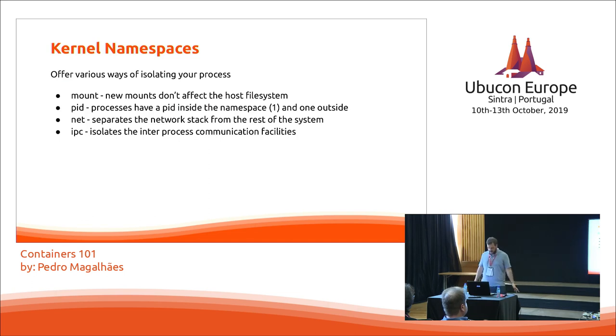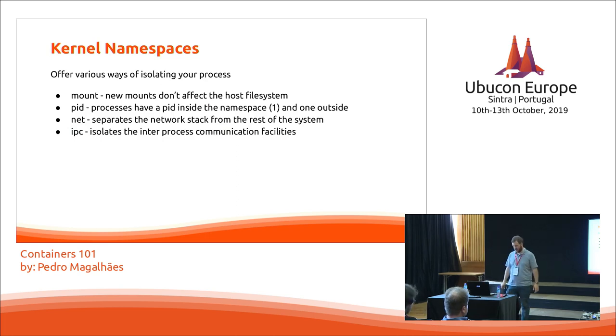Then the network namespace, which just separates the network stack from the rest of the system, so we can completely isolate the network stack, and that's also what Docker uses to have its own network management. So it basically just separates the container from the rest of your host, so that you can manage the network independently.